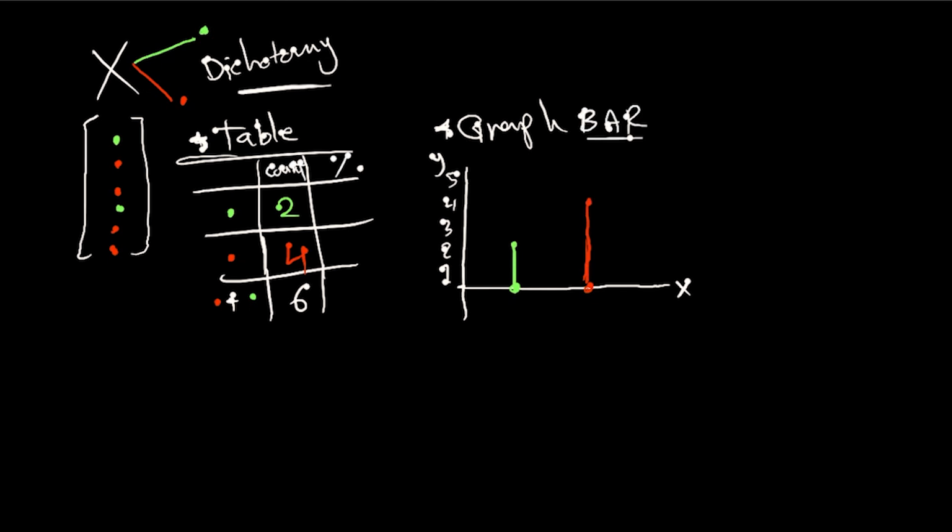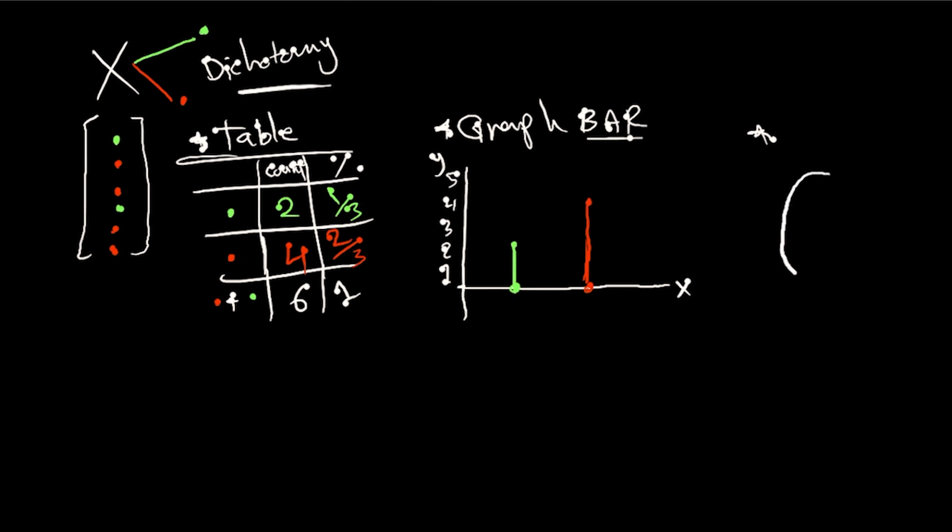I can take the percent of this green on the total of 6, which is 2 over 6, 1/3. And I know that 4 over 6 comes to 2/3. And as you guessed correctly, the sum of these percentages must come to 1. And I can graph it as well. And it looks something like so.